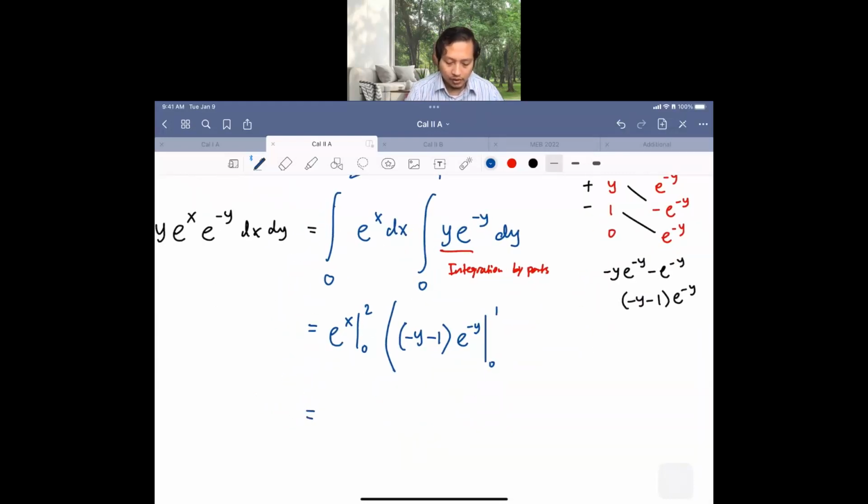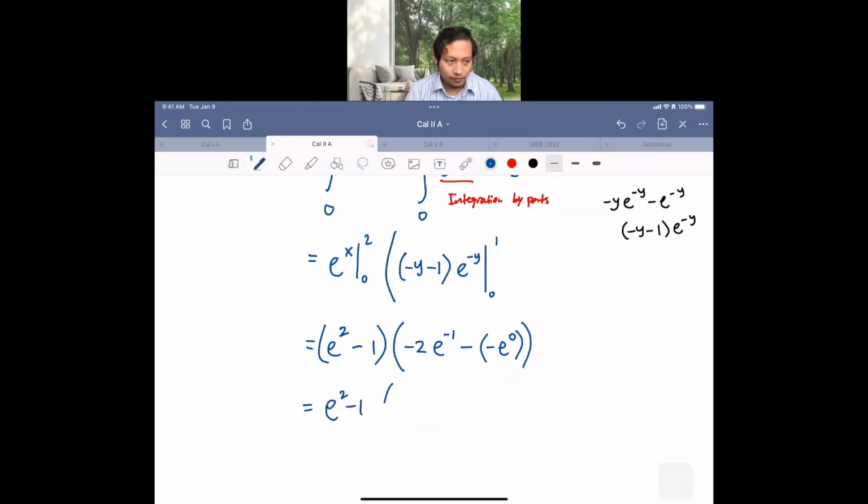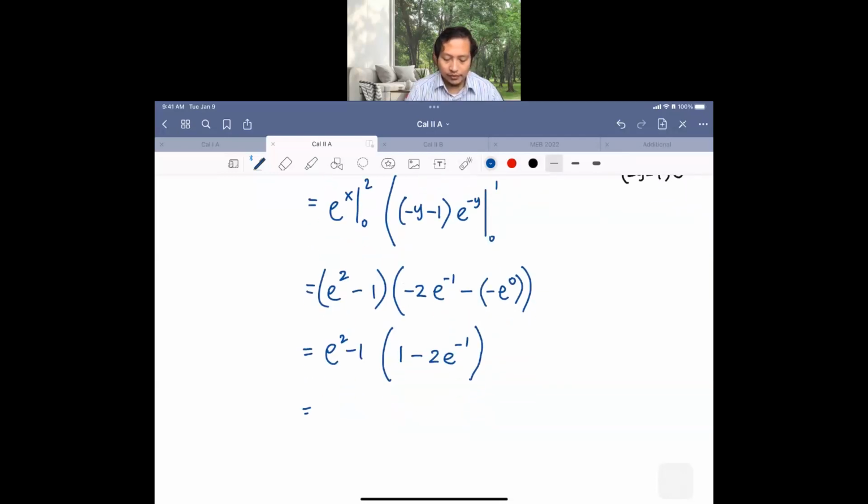So this will be e to the power of 2, and don't forget e to the power of 0 is 1, so minus 1. And this part will be negative 2 e to the negative 1, minus negative 1 times e to the negative 0. So this should equal e squared minus 1, times 1 minus 2 e to the negative 1. We can simplify it if you want. If you stop here, I think it's okay.